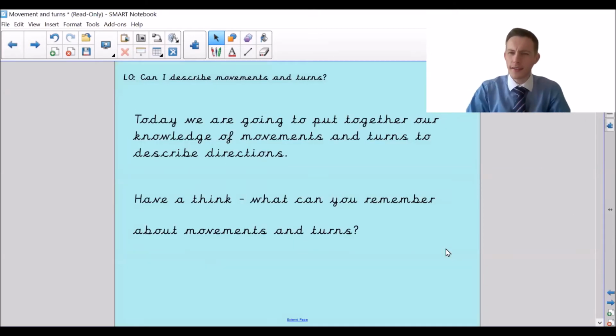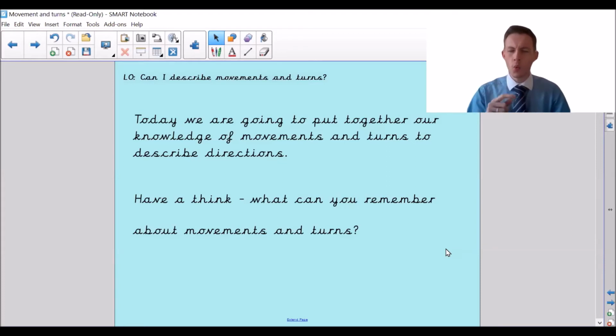Right, so the last lesson that we've got for our maths this week is we're looking at, can I describe movements and turns? So today we're going to be putting together everything that we've learned so far that I've been teaching about turns and movement, and we're going to be able to use it now to describe directions. So have a think. What can you remember? What was the language that we were using for turns and movement?